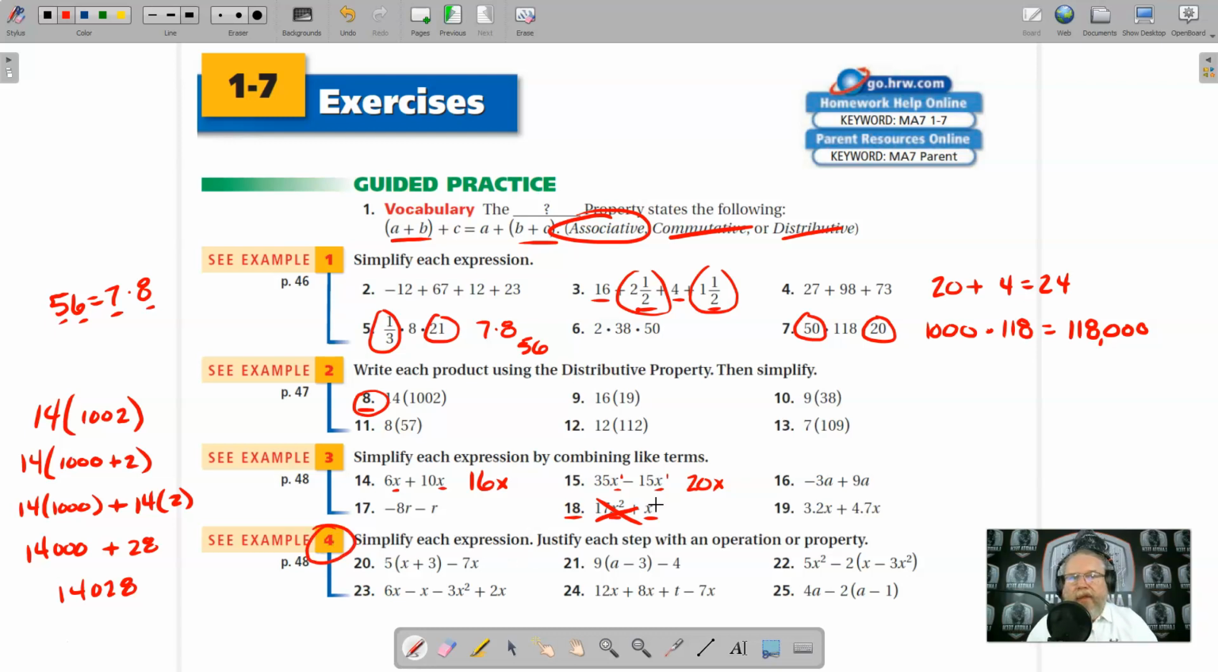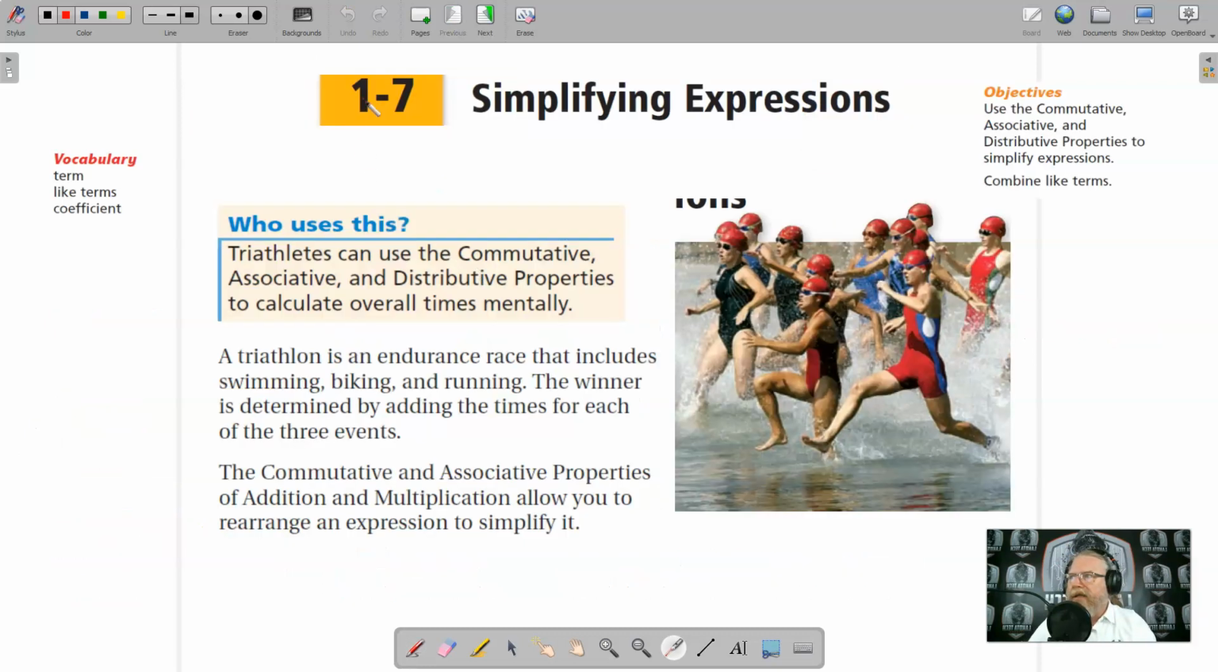So that pretty much completes my presentation for textbook chapter 1, lesson 7, simplifying expressions. And thank you.